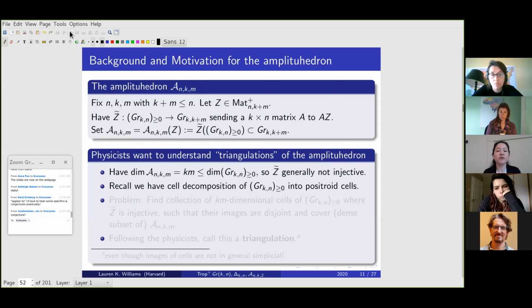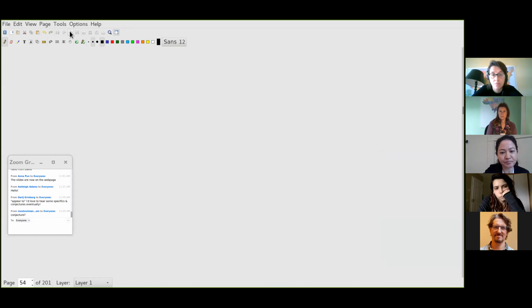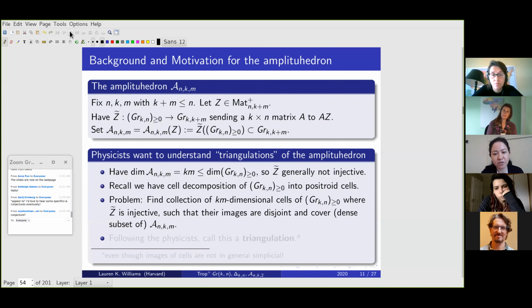And let's recall that we have a cell decomposition of the TNN Grassmannian into positroid cells. And so a natural question to ask is to find a collection of km dimensional cells of the TNN Grassmannian where the amplituhedron map z tilde is injective, such that their images are disjoint and they cover a dense subset of the amplituhedron.